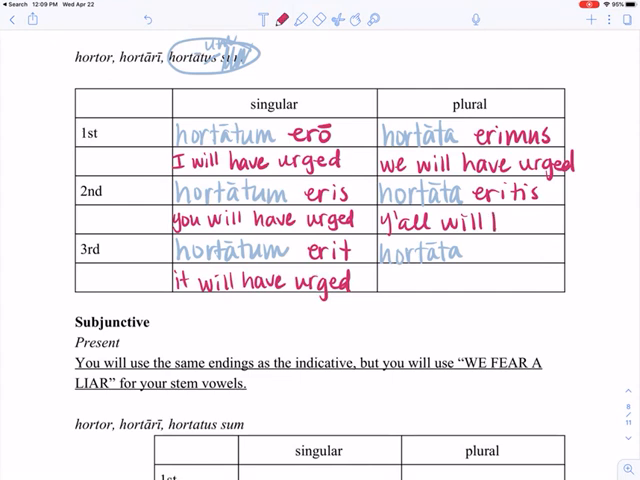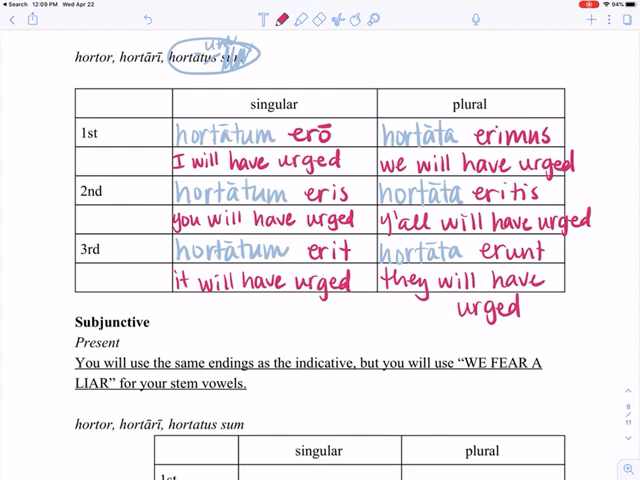And then for third plural, hortata erunt. And this is they will have urged.